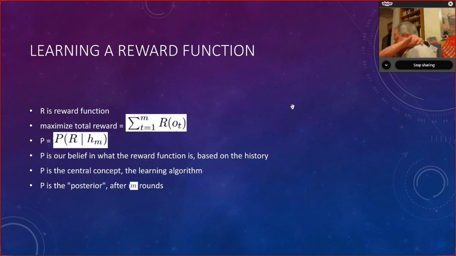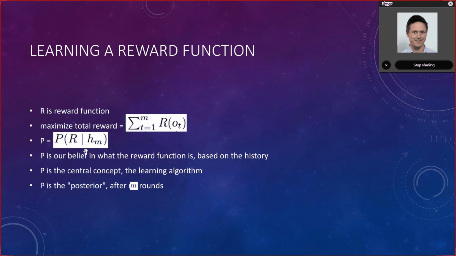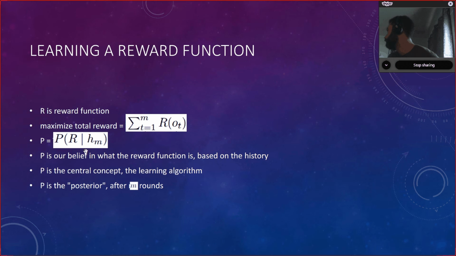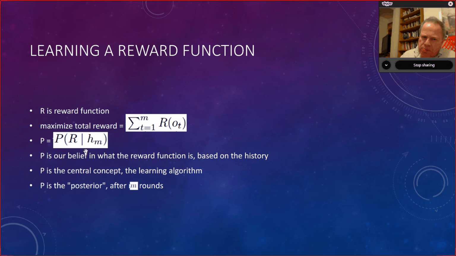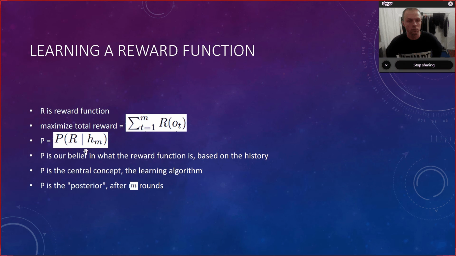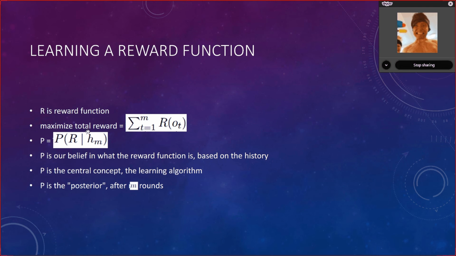We also have a function P. It's actually a small p, not a capital P here, which is our belief in what the reward function is based on our history. And this is of course one of the key things, because this is what the AI learns. So it's also what is called the posterior. That's the final belief about the reward function after we have the entire history. That's referred to as P. So this P is what we really care about.